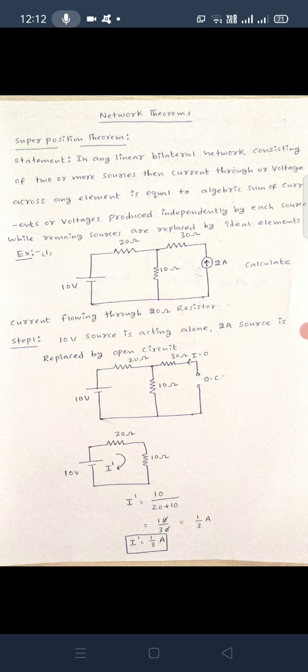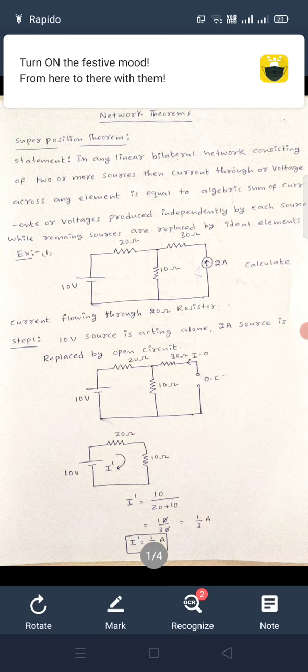Then the remaining sources are replaced by ideal elements. That is, a voltage source is replaced by a short circuit and a current source is replaced by an open circuit.